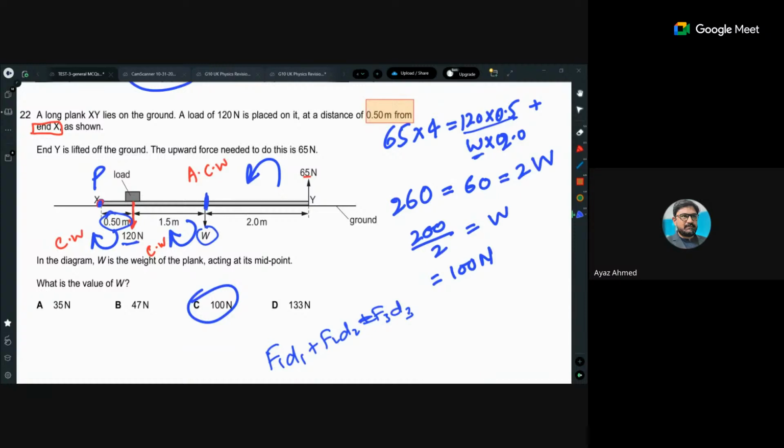Then F2 is weight, and that is acting from X to this. What is the distance from X to here? 0.5 plus 1.5, it is 2.0. Got it? Is equal to, this is 65. 65 is multiplied with 4 because from X its distance is 4. So I just multiplied them all and made the weight the subject and got 100 Newton. Okay?